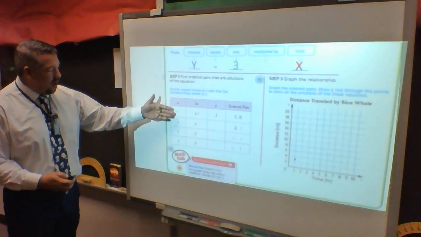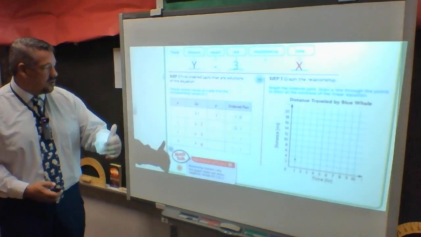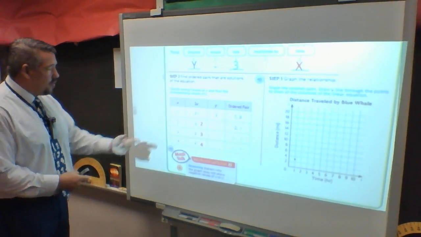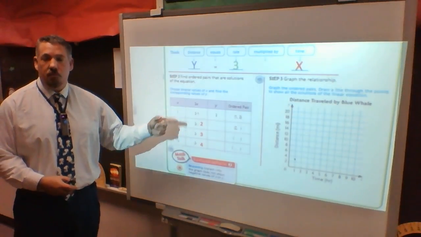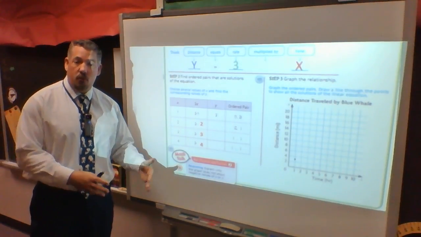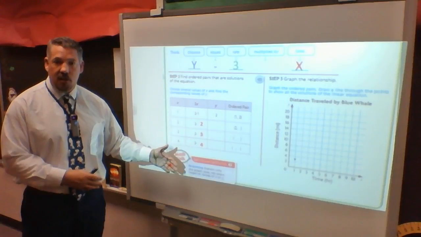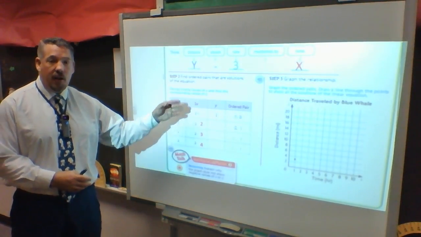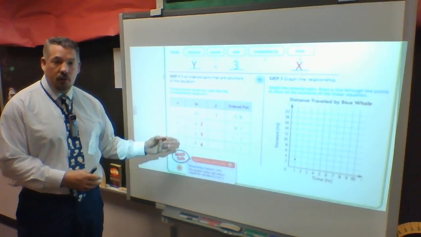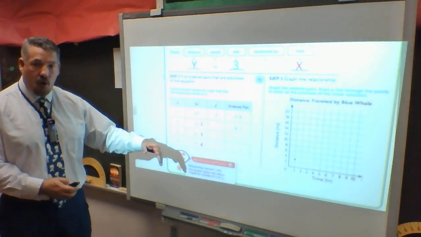So when I look at it, I have my x, which is given. I'm just going horizontally across. And then I have to fill that chart in right there because I know my constant is multiplying by 3. The whale swims at 3 miles per hour. That has to stay the same. So my relationship is that I'm multiplying my constant and my x together. That's going to give me my y.